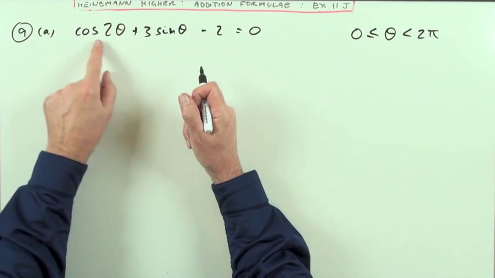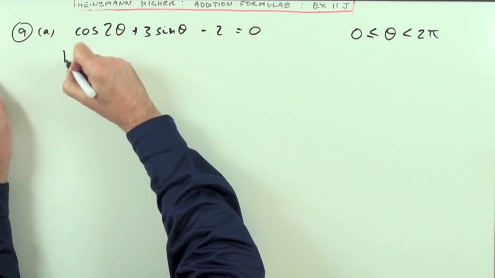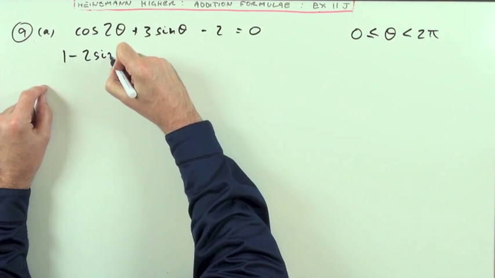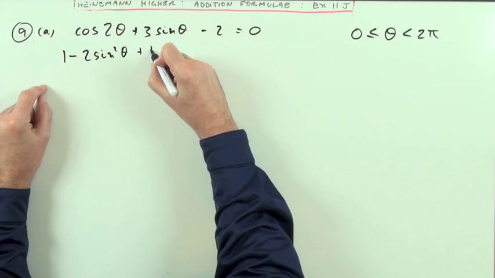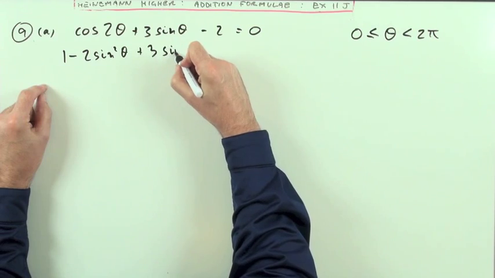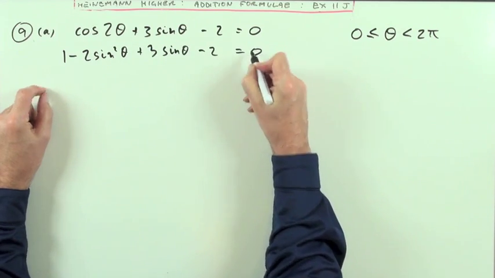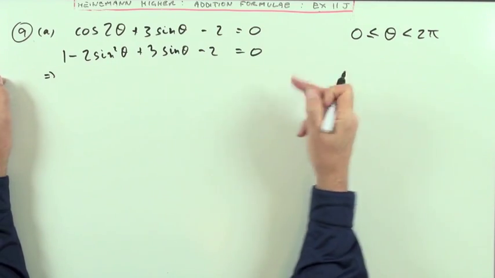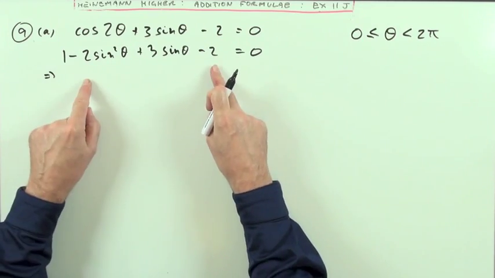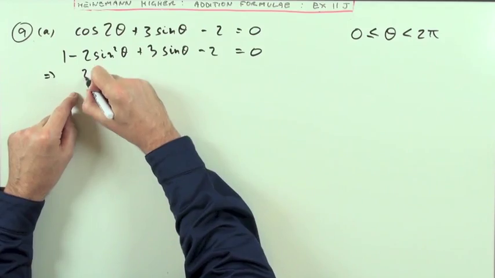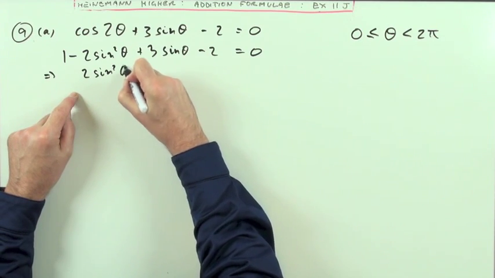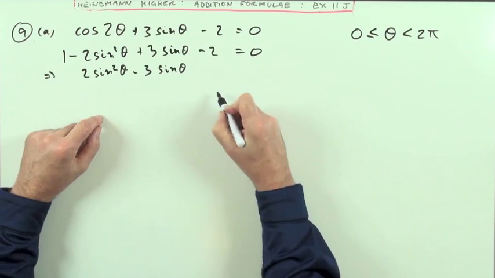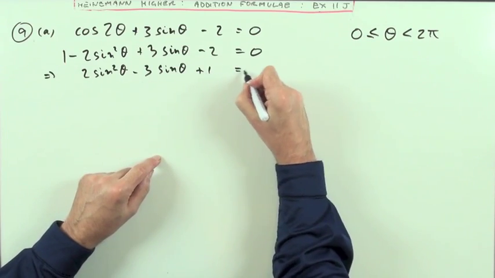I'll have to make them both the same, so I'll have to change that into an equivalent form involving sine in this case. So 1 minus 2 sine squared theta plus 3 sine theta minus 2 equals 0, and then just sort that out. You can think of either reading backwards or just sorting out and then flipping the signs. So that will be 2 sine squared theta minus 3 sine theta, and that would have been minus 1, so it's plus 1 equals 0.